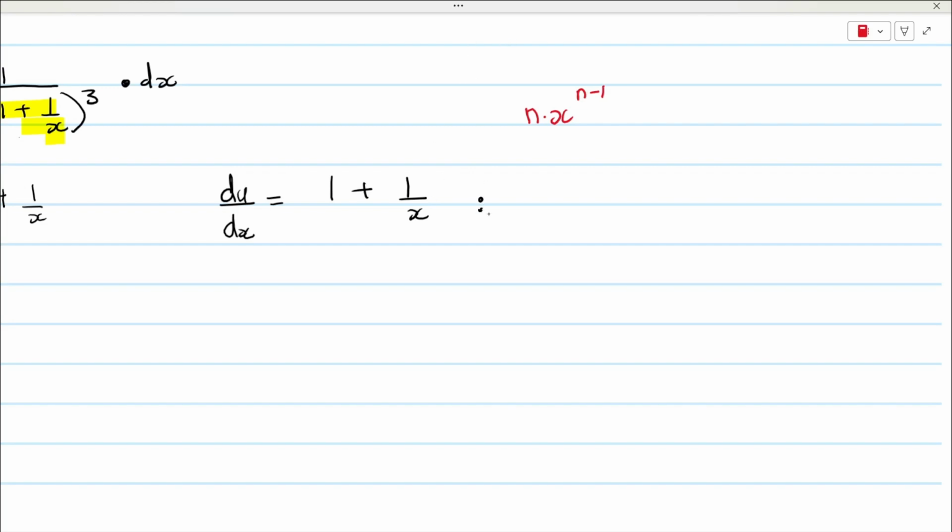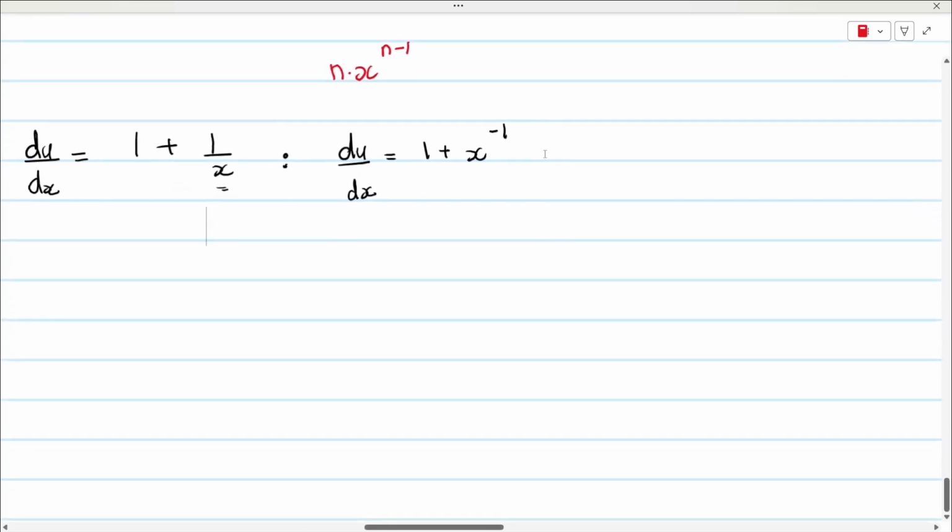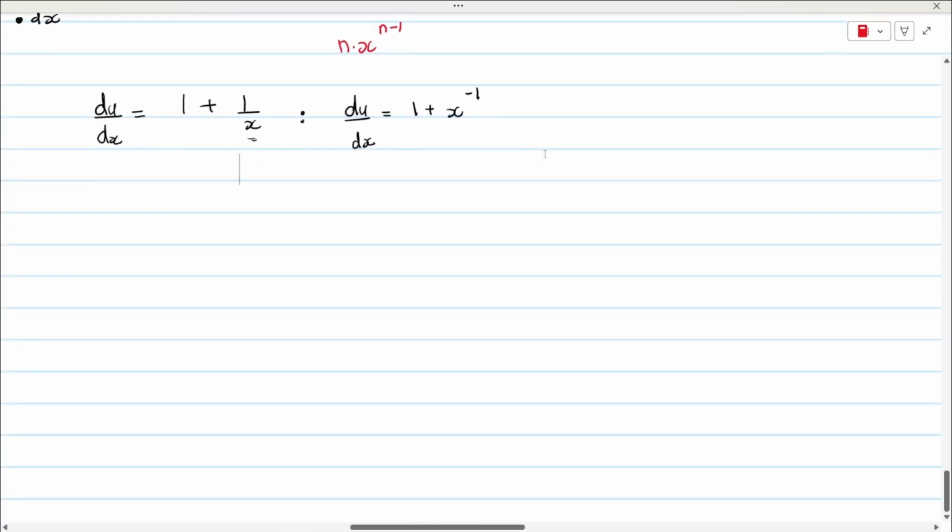So before I apply the power rule, I need to rewrite this equation. So this will be du all over dx is equal to 1 plus x minus 1. So I just took the x and took it at the top. It became a negative sign. Because now that the x has a negative sign, I can then find the derivative of this. So this then becomes du all over dx. The derivative of a constant is 0, so it's 0.